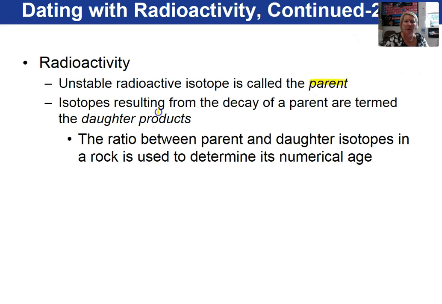We use the term parent and daughter products to describe radioactivity. The parent is the unstable radioactive isotope you're starting with. What that parent decays into is called the daughter product. Knowing the ratio between how much parent versus daughter isotopes are present in a rock is used to determine its numerical or absolute age.